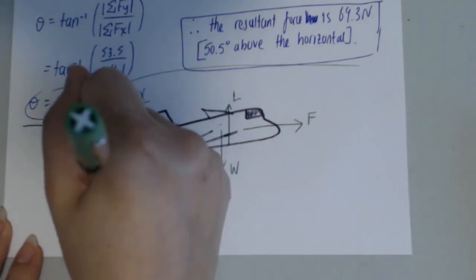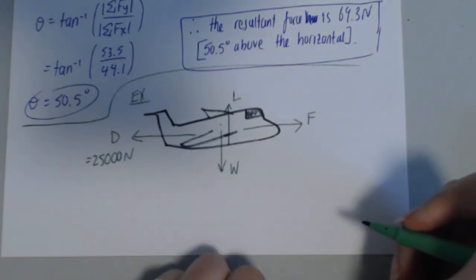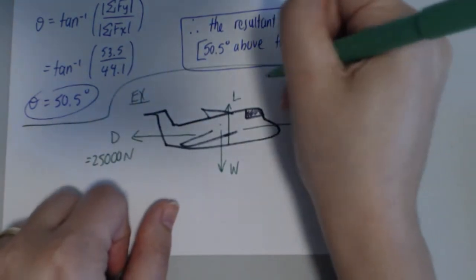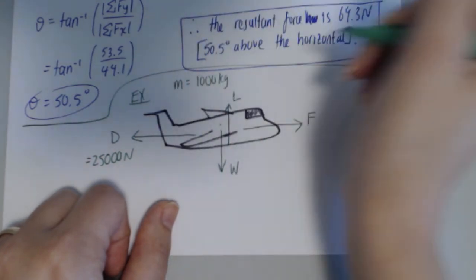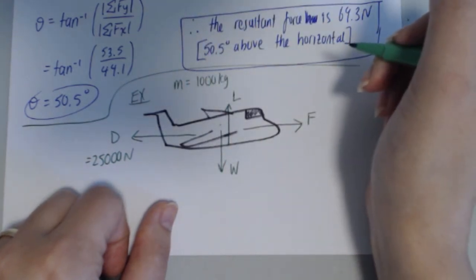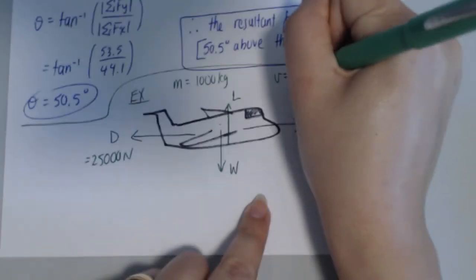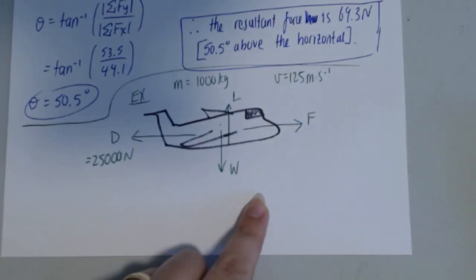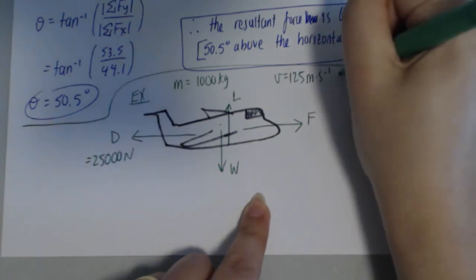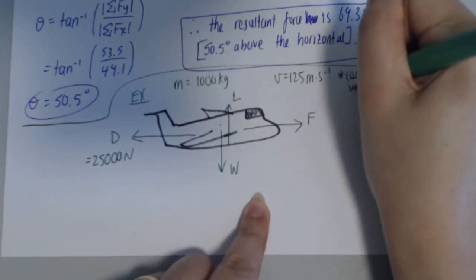And we know that the drag force is 25,000 newtons. That's big, but it's an airplane, so you would expect a huge number. We're told in the question that the mass of the plane is 1,000 kilograms. This is a small passenger airplane. That's actually not massive at all. Flying at constant velocity of 125 meters per second. In fact, that is a very important piece of information in the question, that it is flying at constant velocity.